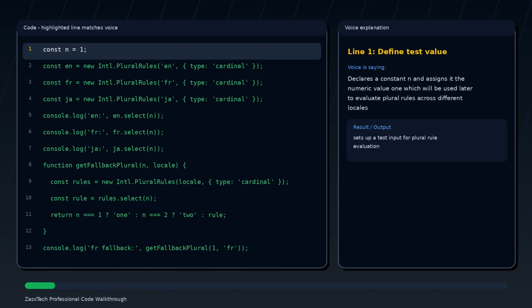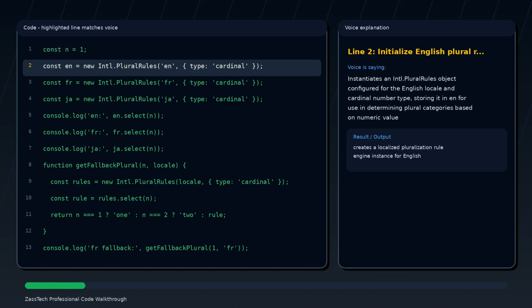Declares a constant n and assigns it the numeric value 1, which will be used later to evaluate plural rules across different locales. Instantiates an Intl.PluralRules object configured for the English locale and cardinal number type, storing it in en for use in determining plural categories based on numeric value.